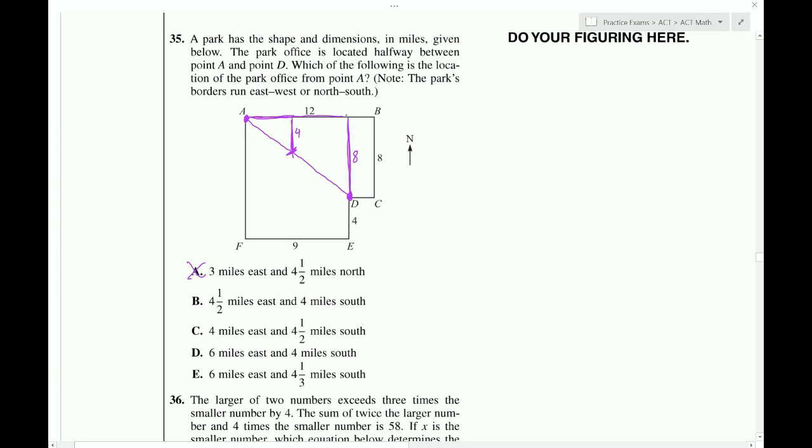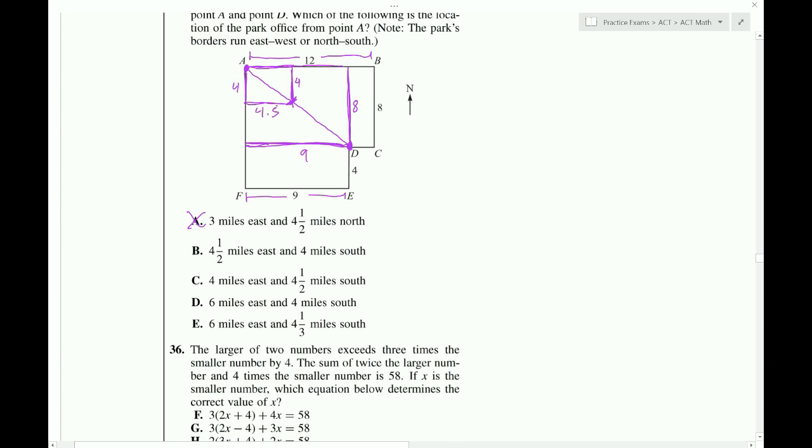Now, looks like this measurement of 12 goes all the way to the edge. So that's kind of too far to the right, whereas this 9 goes just the right amount sideways. You see? So this measurement of 9 is going to be most helpful. And then we could take half of that. That will get us a measurement of 4.5 in this direction. Okay? So we sort of move vertically by 4 and horizontally by 4.5. Okay? So that's 4.5 east and 4 south. Choice B.